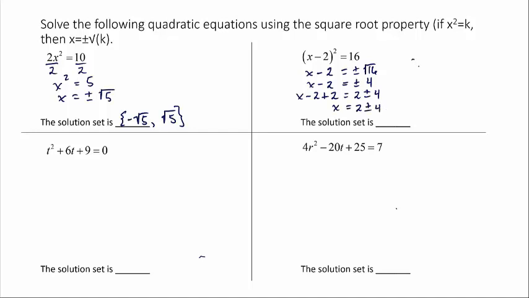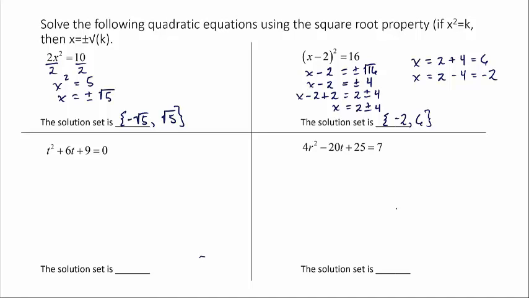Okay, so what does that come out to be? I have x equal to 2 plus 4, which is equal to 6, right? Or x equal to 2 minus 4, which is equal to negative 2. Okay, so the solution set then is negative 2 and 6. And of course, I would also encourage you, in any of these examples, to plug the solutions back into the original equation and see if you get a true statement.